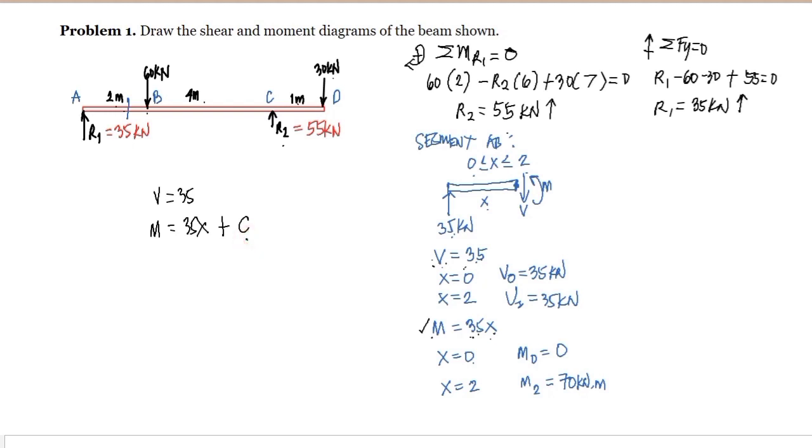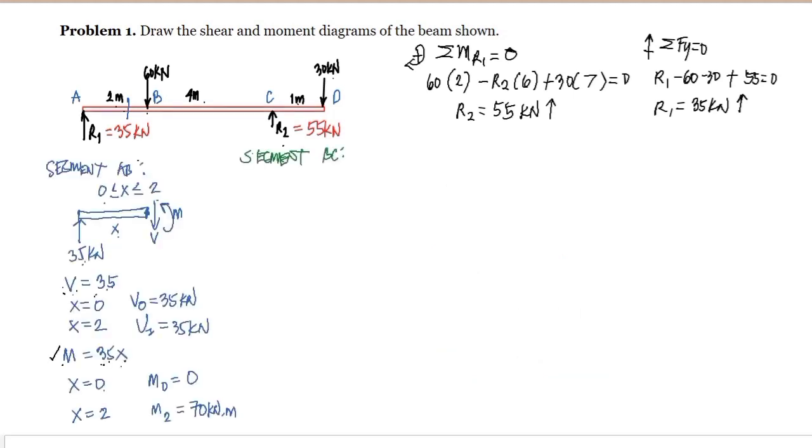So, mas safe pa din na meron kang moment equation and then take the derivative of that at mapapalabas mo yung shear equation. So, in that sense, mache-check mo whether tama ba yung shear equation mo galing sa moment equation. So, tuloy natin sa segment BC.